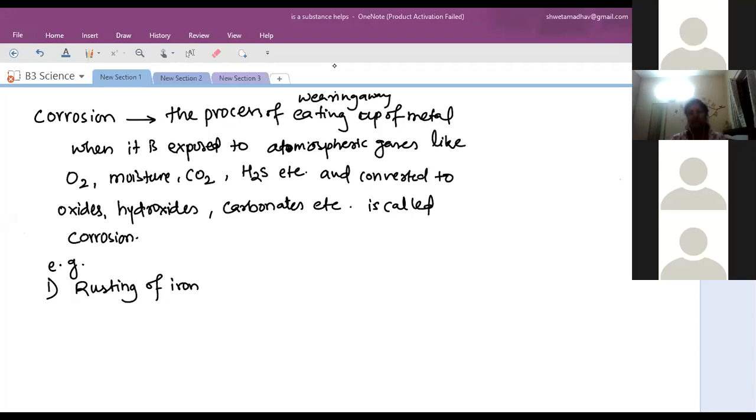Ma'am, we use the word corrosion mainly for metals, right? Yeah, mostly for metals, only for metals. It is not a property of non-metals. No. Because non-metals are not in the solid state, and they generally are least reactive.